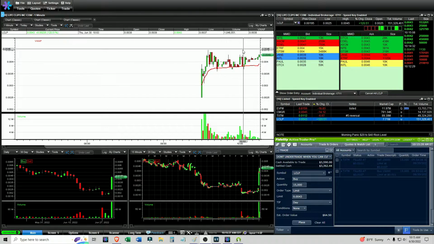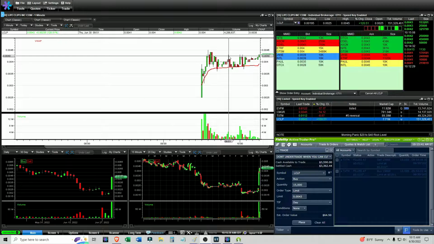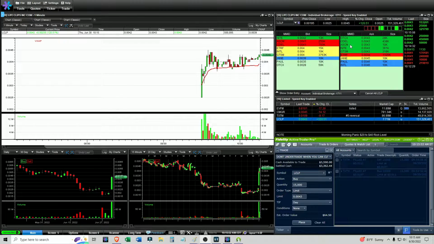I've been watching LCLP for a while, and I do have an interest, but I just hate how every single level there seems to be a big wall of sellers. I thought maybe at the 42s there was a point where I could have bought at 42, but I saw a big group of sellers at 43.